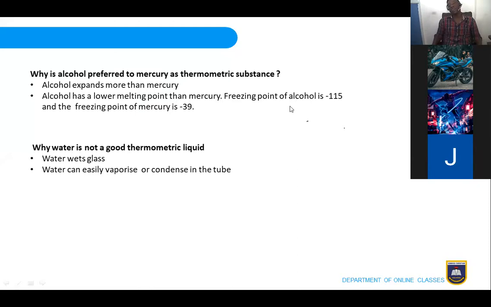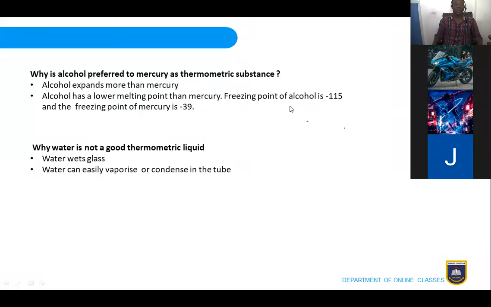So it will be advisable for you to use alcohol in glass, because the freezing point of alcohol is about negative 115. So if you want to determine the temperature of a colder body, let's say the body is very cold, it is advisable to use an alcohol in glass thermometer as compared to mercury, which freezes at negative 39. So in colder regions, it's advisable to use the alcohol in glass thermometer rather than the mercury one.